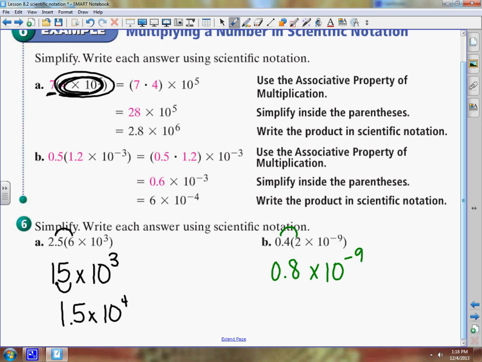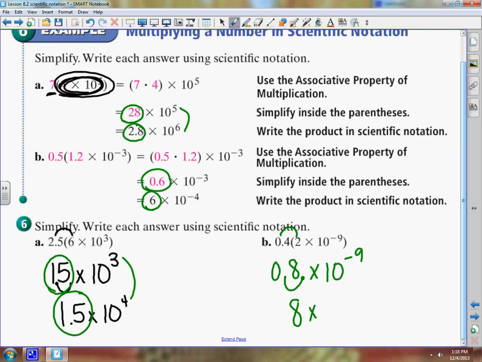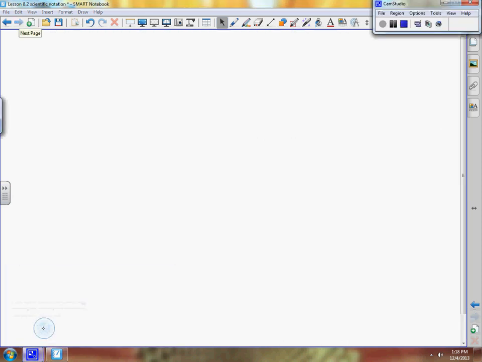And if you noticed here, when my number went from a bigger number to a smaller number, 15 to 1.5, I added an exponent. Here I'm going to 0.8. I need to move my decimal to 8. Okay, same thing here. I'm going from 0.6 to 6. I have to also add a negative exponent. So this went from 3 to 4. This goes from 9 to 10. -9 to -10. Because I want to go one more loop on when I move. All right, that's it for your note.